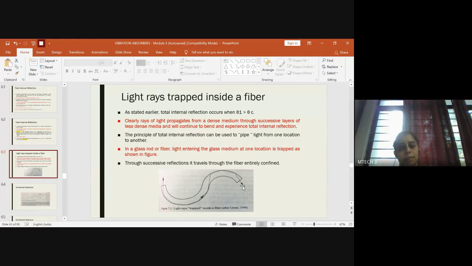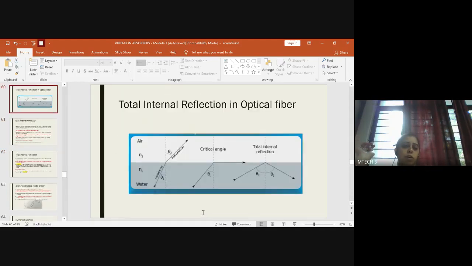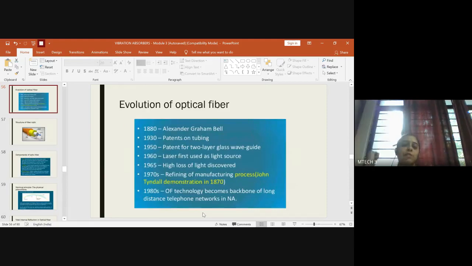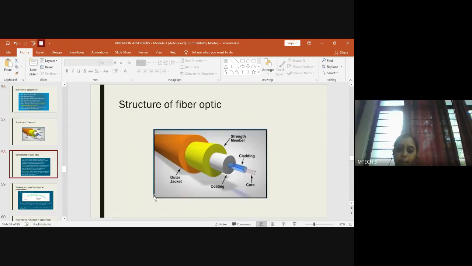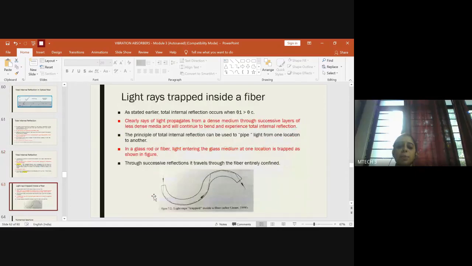This is not a new topic; it started in history from the 1880s. I told you the history of optical fibers, right from 1880. Alexander Graham Bell was the first person to introduce this optical fiber. But the latest implementation of these concepts into applications came only in the 1980s. This principle is used in today's day-to-day life applications also, right?